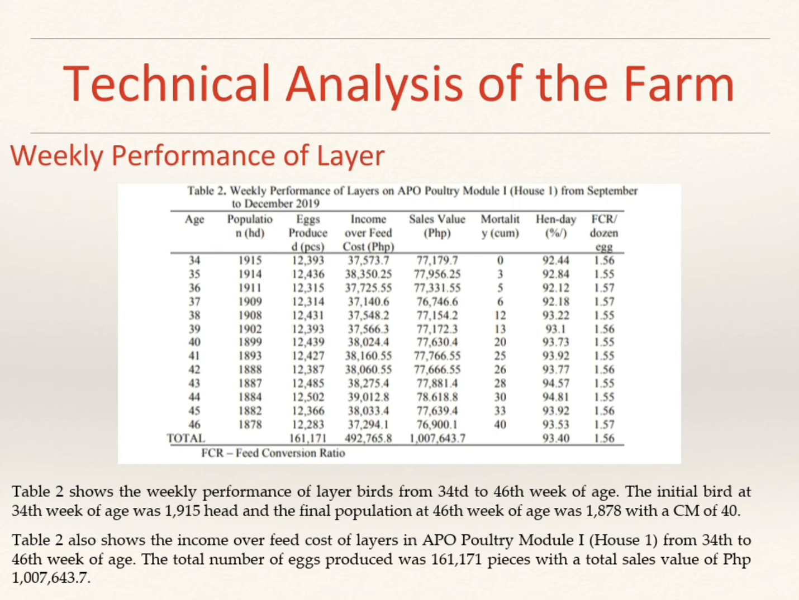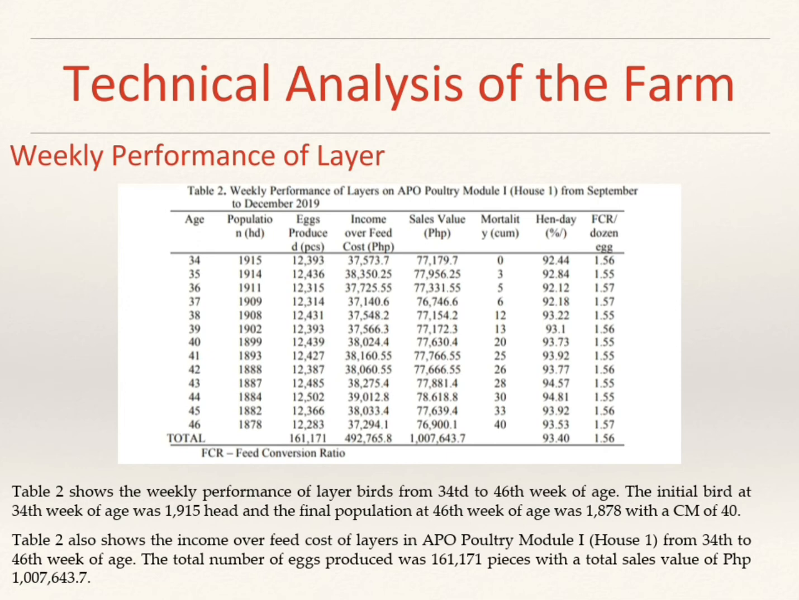So, the technical analysis of the farm. This is the weekly performance of the layer. Table 2 shows the weekly performance of layer birds from the 34th to 46th week of age. The initial bird population at 34 weeks of age was 1,915 heads, and the final population at the 46th week of age was 1,878, with a CM of 40.